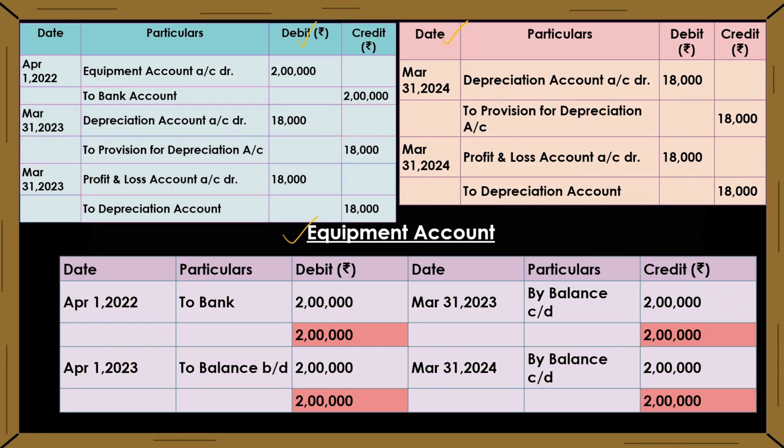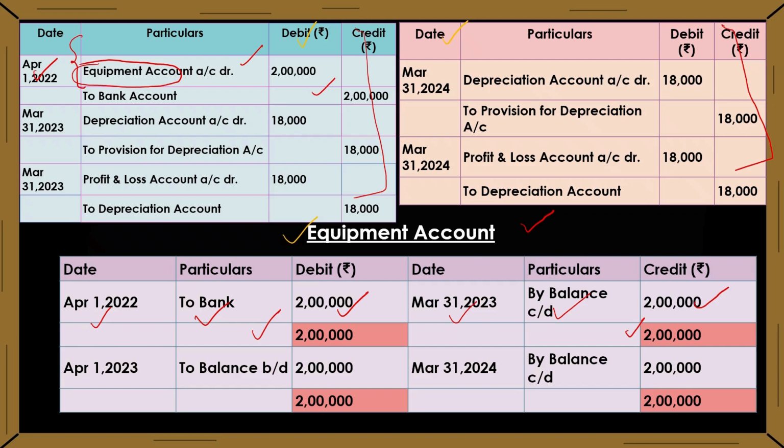If you see here in the first year on April 1, 2022, we have passed the journal entry equipment account debit to bank account 2 lakhs. Now here in the journal entry we have credited the bank account. So in the ledger of equipment account, we have to debit it on the same date, April 1, 2022, to bank account 2 lakhs. There are no other journal entries that pertain to the equipment account, so this account will be closed for this year. So 2 lakhs balance will be taken to the credit side also. Now on March 31, 2023, we will write by balance carried down 2 lakhs.